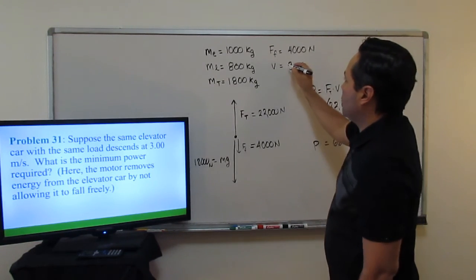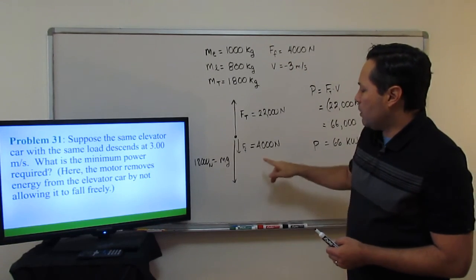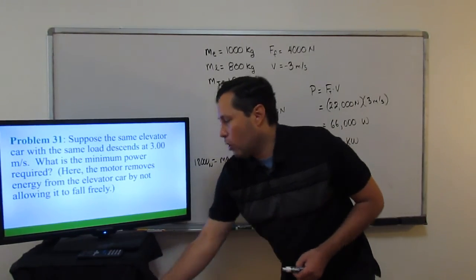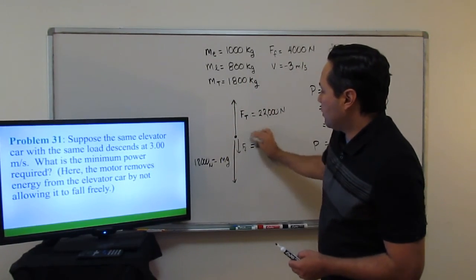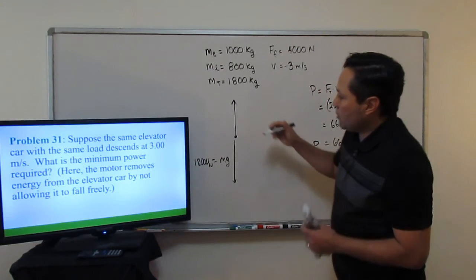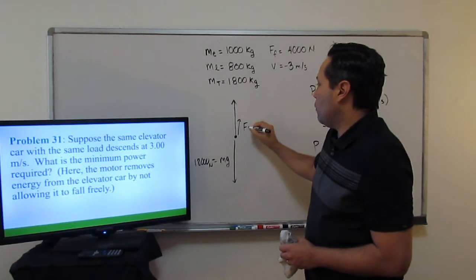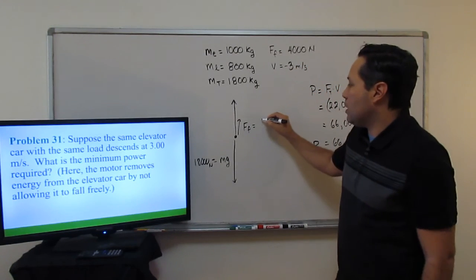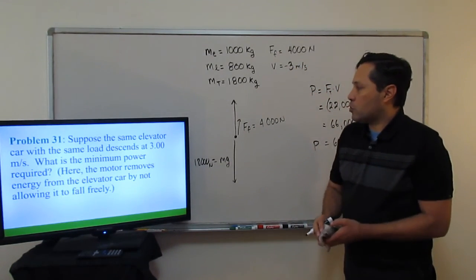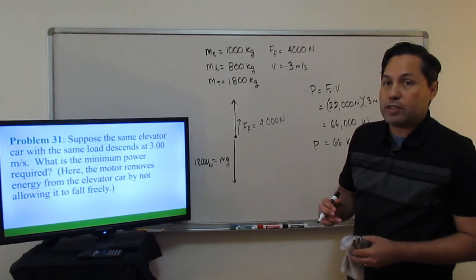So I'm going to change this to a negative. And in this scenario, our friction is now going to be slowing the elevator down. So our friction is going to be pointing in the other direction. So we're going to put it here in this direction. Force of friction is going to be 4,000 newtons. So now, if that's 18,000, that's 4,000. So what is the force tension?